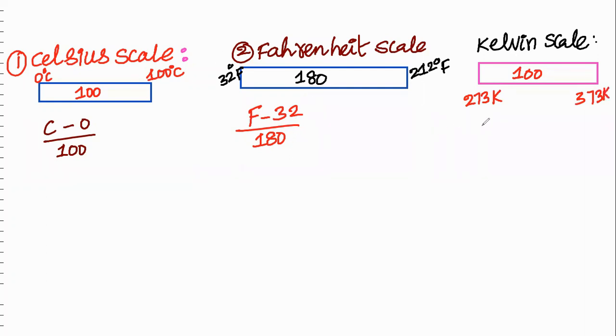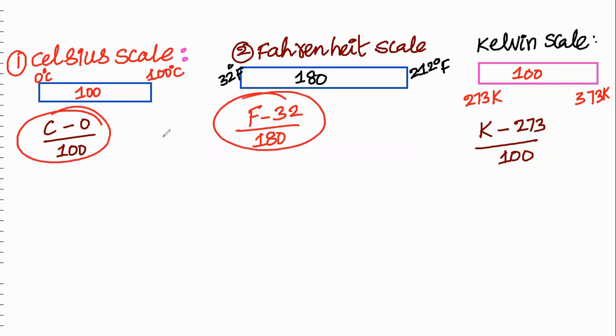If you take K for temperature on the Kelvin scale, 273 is the lower fixed point, and the total number of divisions is taken as 100. So we can compare the Celsius scale with the Fahrenheit scale, and the Celsius scale with the Kelvin scale. The Fahrenheit scale and the Kelvin scale can also be compared. First I am taking the comparison between the Celsius scale and the Fahrenheit scale.